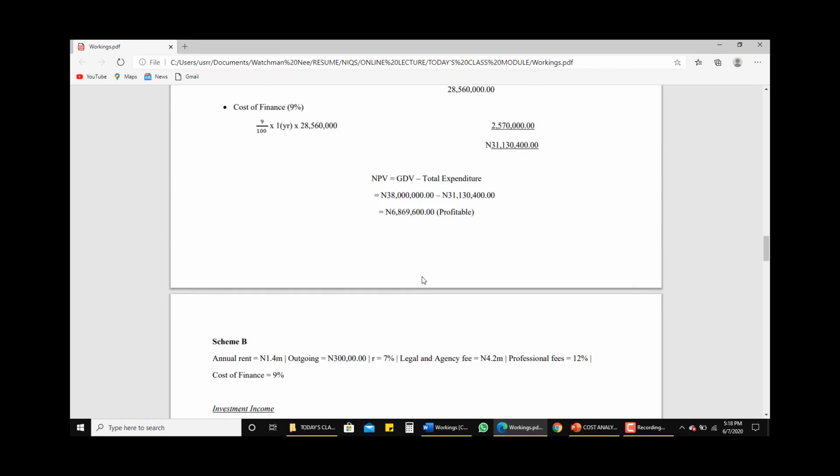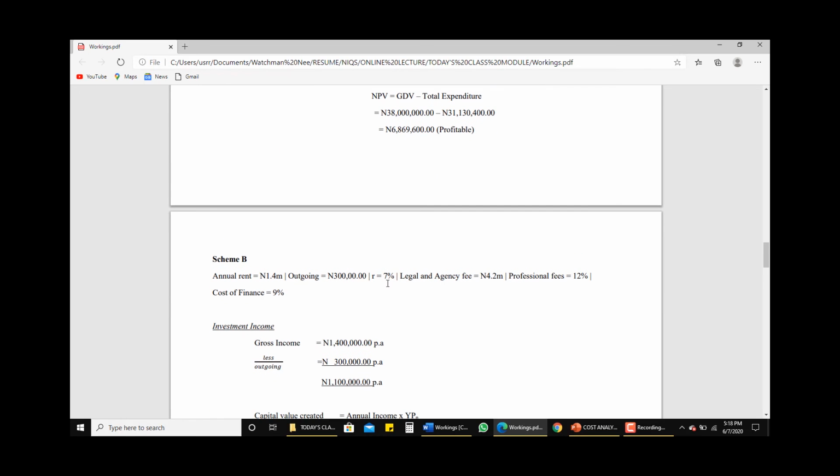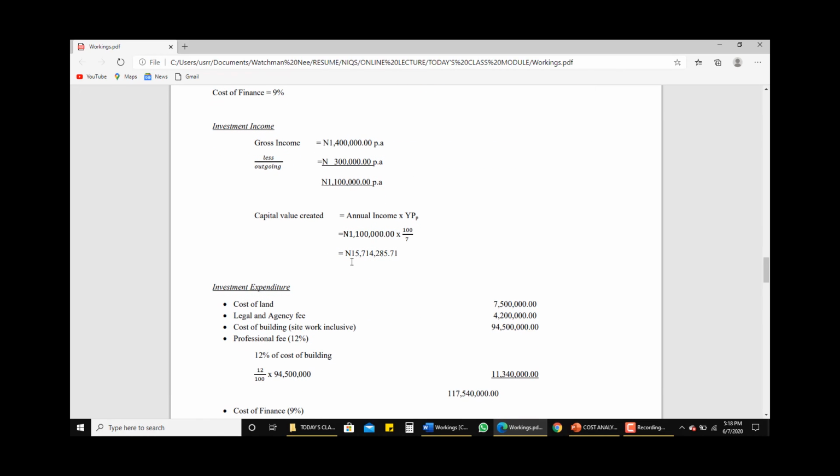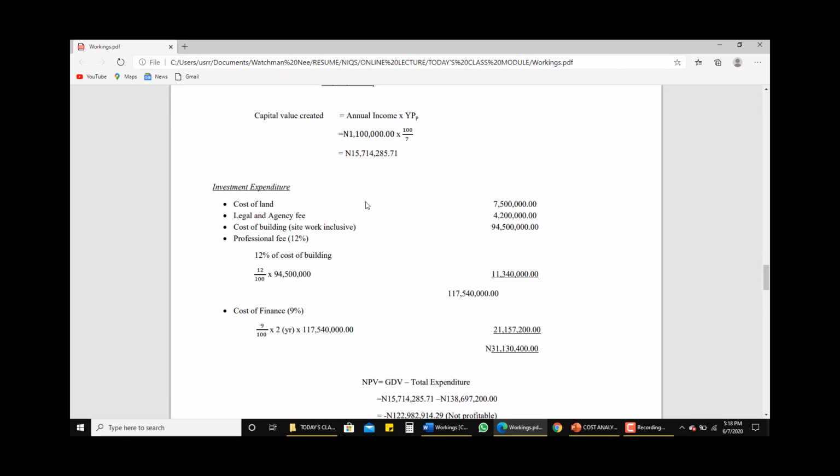And the discount rate is what we have here as R, which is 7%. Then we have our calculation as such, and we arrive at 15,714,285 naira and 71 kobo. And we have our investment expenditure also as follows.